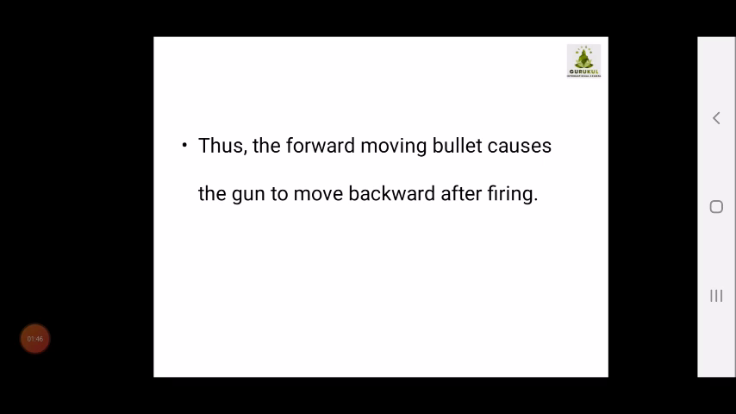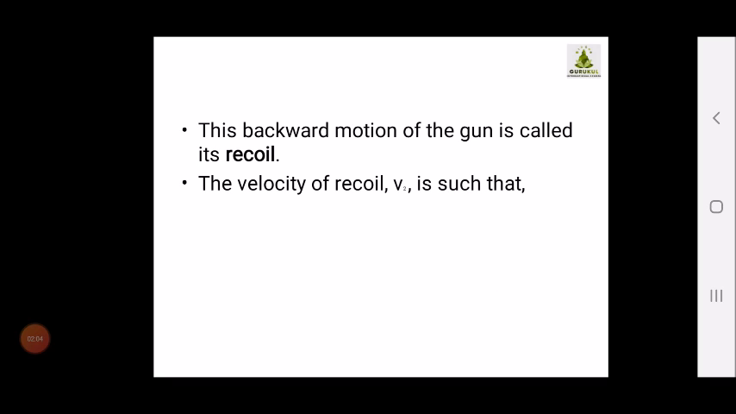Thus, the forward moving bullet causes the gun to move backward after firing. You have mostly seen in the movies also that when a person is firing a bullet, after the bullet gets out, the gun comes backward. And this backward motion of a gun is called recoil. When the gun comes back after the bullet is fired, that is known as recoil.